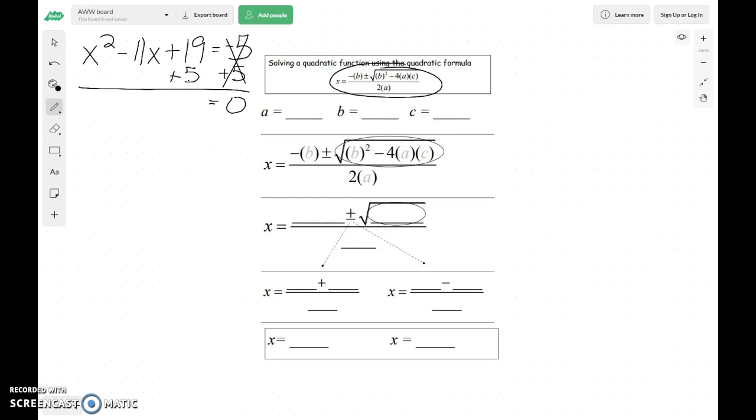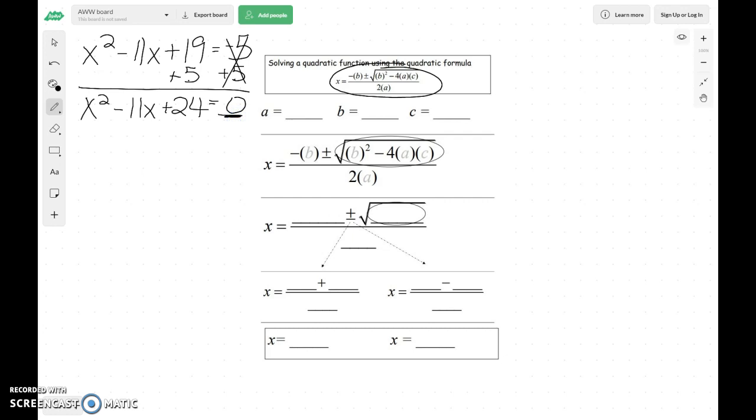So x squared doesn't really add to anything, so it stays x squared. -11x doesn't add to anything, so that stays a -11x. And then 19 plus 5 is what? 24. All right, so what that does for us is it gets us set up into standard form, the basic standard form we're used to dealing with, and now it is equal to 0.